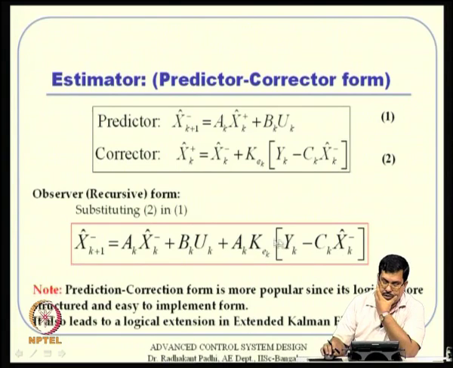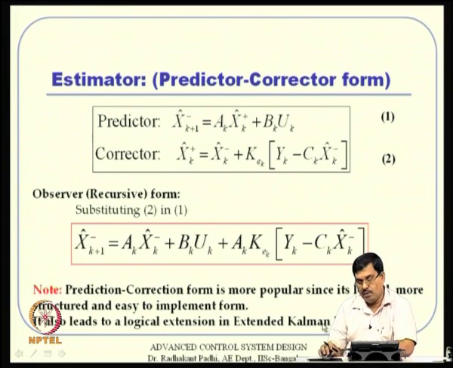The prediction-correction form is more popular since it is a more logical, structured way and easy to implement also. We will see that. It also leads to a logical extension in extended Kalman filter theory, which is a primary requirement anyway.